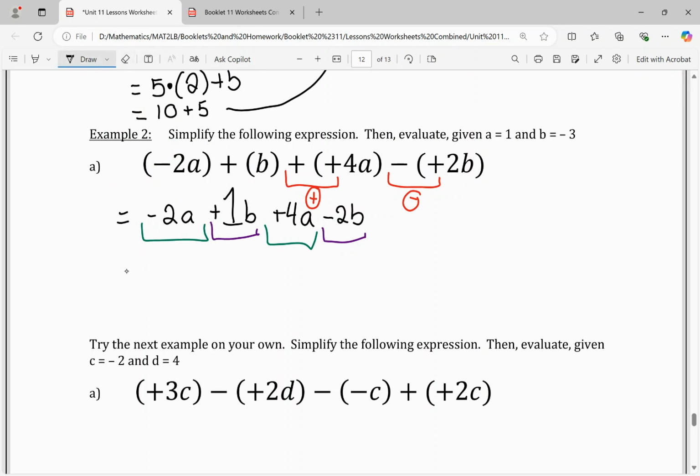All right, let's collect those like terms. So we have negative 2a plus 4a. Please don't forget the negative here. Negative 2 plus 4 is equal to positive 2a.